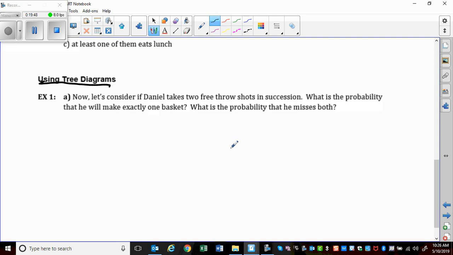Let's consider if Daniel takes 2 free throws in succession. What is the probability that he will make exactly one basket, and what is the probability that he misses both?